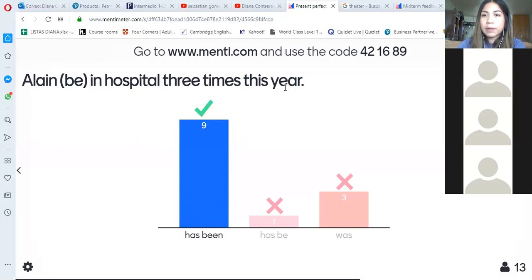Este año todavía no acaba, 2020 todavía no acaba, terriblemente, pero de enero a abril ya he estado 3 veces en el hospital. Ha estado. No podemos decir que es pasado porque aún no termina este año. Cuando todavía no termina un periodo de tiempo, vamos a utilizar present perfect. ¿Ok? Okay. Sí, está bien.